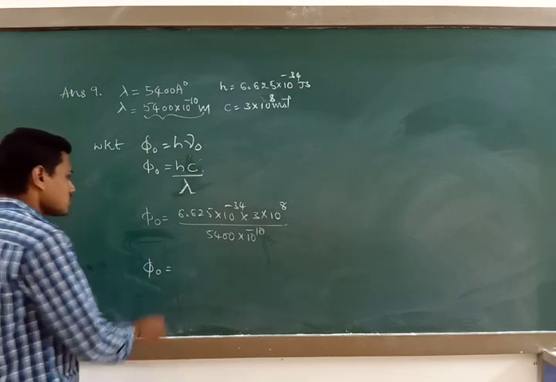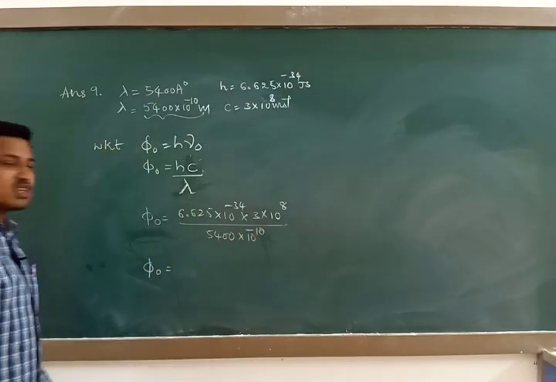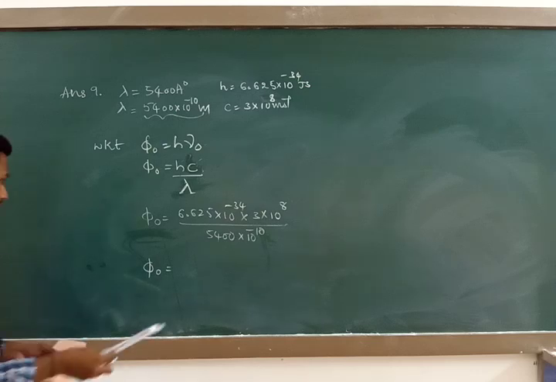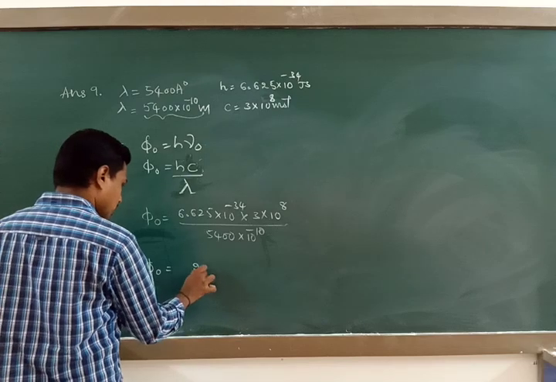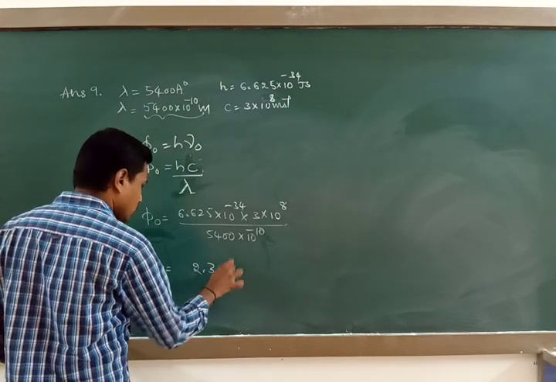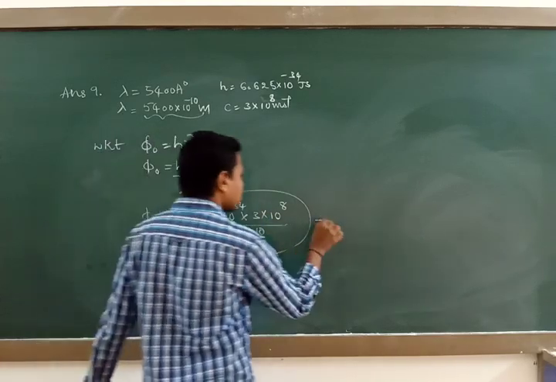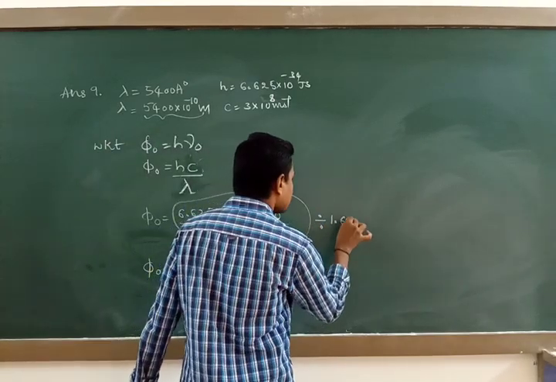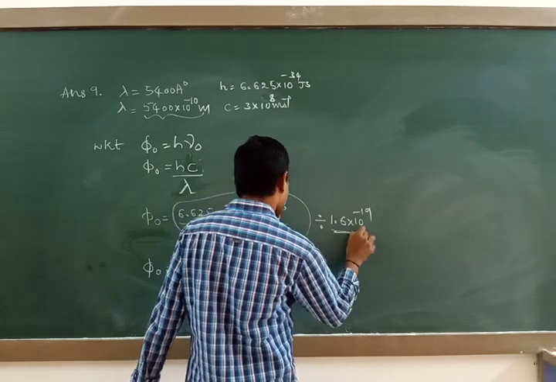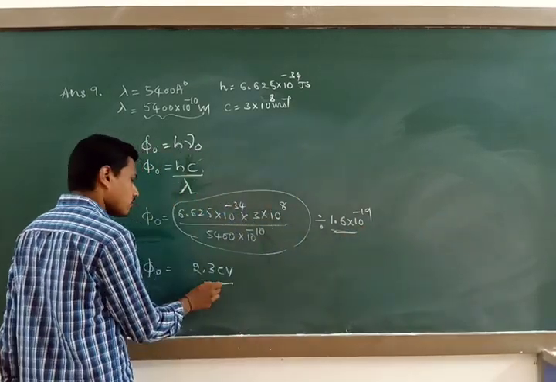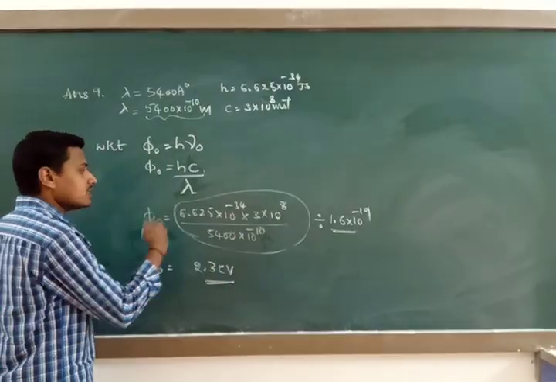So 6.625, Planck constant, times velocity of light, divided by the wavelength. Okay, so now you can get the work function. The value of work function that is to be obtained is 2.3 electron volt. So first you try to find all this, and then you divide this whole data by 1.6 into 10 raised to minus 19. Then only you can get the value in terms of electron volt, because this data will give you the value of work function in terms of joules.